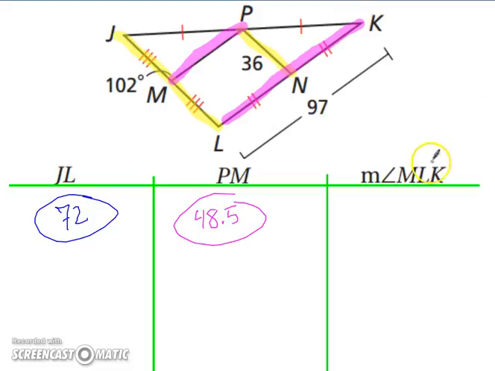Alright, let's look at our angle. We have the measure of angle MLK. So MLK. Okay, well, since LK and PM are parallel, we can think of JL as our transversal, and since JMP is 102 degrees, MLK must also be 102 degrees, and for this one we end up using corresponding angles. And that will end our lesson on the triangle midsegment theorem.